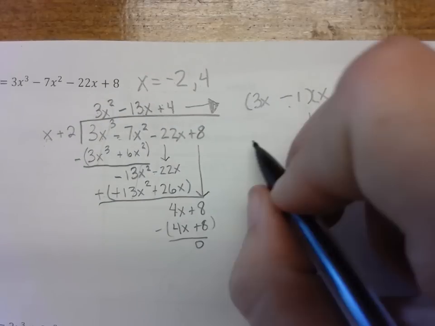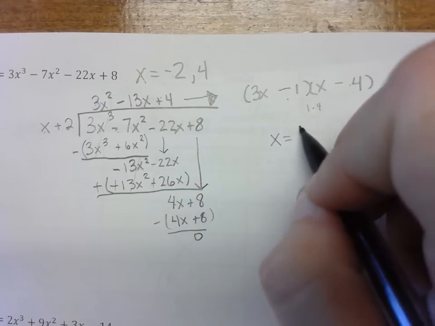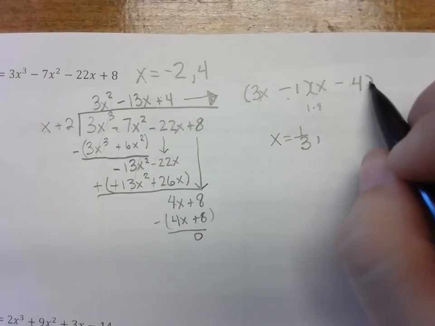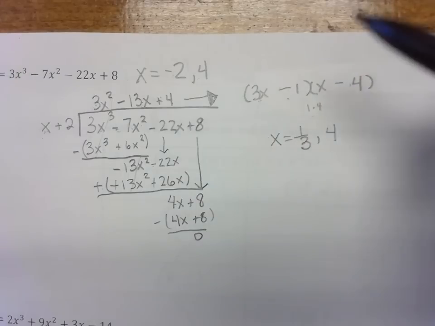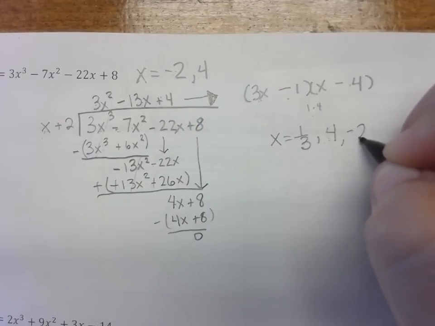I'm going to set each one of these equal to 0. I would end up adding a 1 here, and then dividing by 3. Over here, I would just add 4. So there are 2 of my zeros, and then don't forget this one that we found in the calculator.